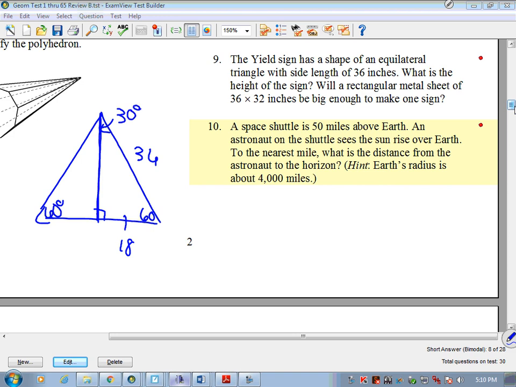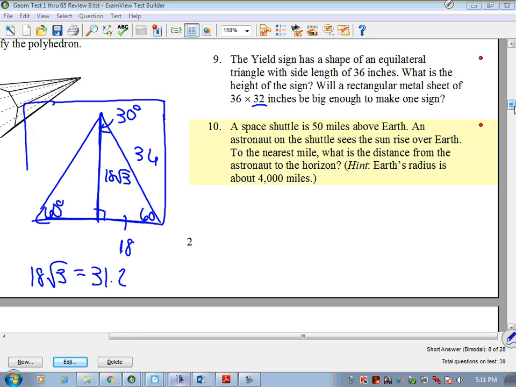So there's 2 ways of doing this. You can look at it as a 30, 60, 90 triangle, or you could look at it as a simple right triangle. It's faster to look at it as a 30, 60, 90 because that means 18, 36, which means this is 18 radical 3, and 18 radical 3 is 31.2 in your calculator. And because it's 31.2, it means it's less than the 36. I'm only 31.2 of my height, which means I've got enough metal to make it. So 31.2 is the number we're looking for there.